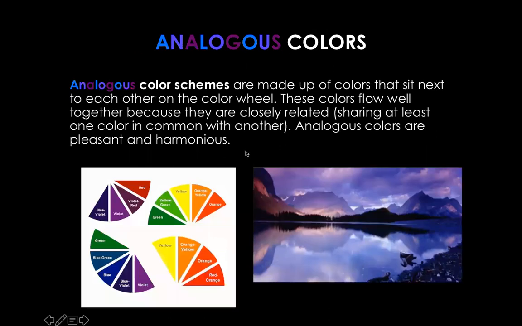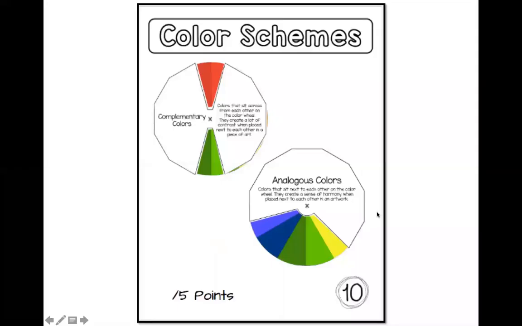Analogous colors are color schemes made up of colors that sit next to each other on the color wheel. So for example, yellow sits right next to yellow orange and red orange. This would be an analogous group. This photograph is an example of an analogous group because it is made up of colors right next to each other. Similar to this group, the violet, the blue, the blue green. These are analogous colors, okay?